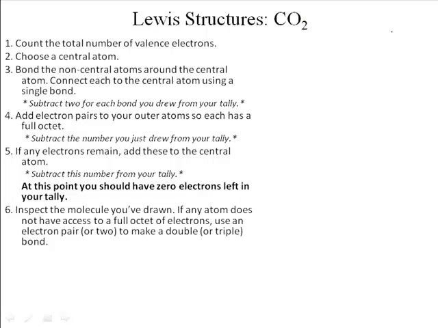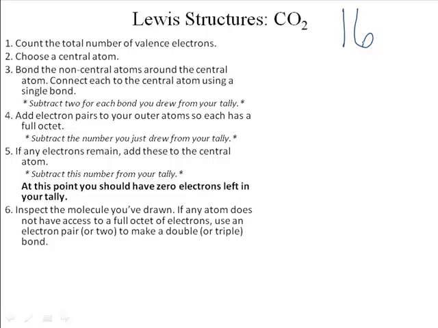Okay, are you ready to do carbon dioxide? Let's go. Count the total number of valence electrons. Carbon has 4 valence electrons, oxygen has 6 valence electrons, and because there's 2 oxygens, that gives me a grand total of 4 plus 12, for 16 valence electrons. And again, I get that just from looking at the group number of carbon and the group number of oxygen.